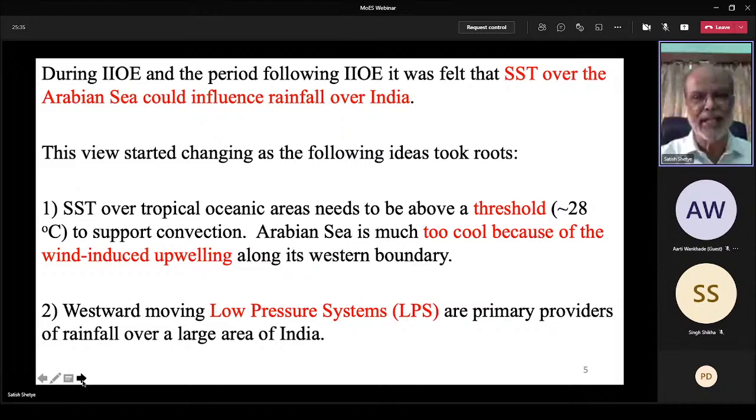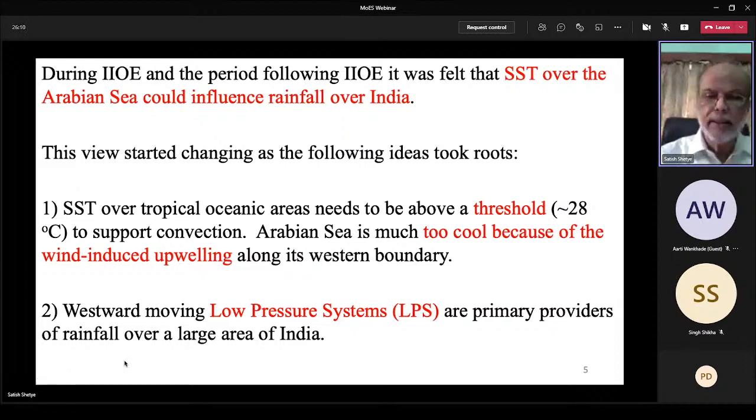So, it was realized in the 1980s that SST over tropical oceans needs to be above a threshold, somewhere of the order of 28 degrees, to support convection over the ocean. And it was also realized that the Arabian Sea is much too cool because of the wind-induced upwelling along its western boundary.